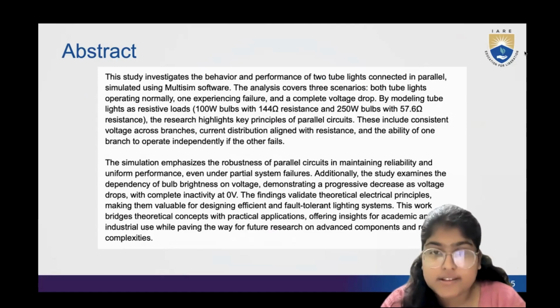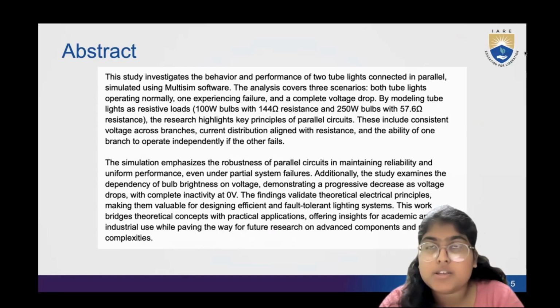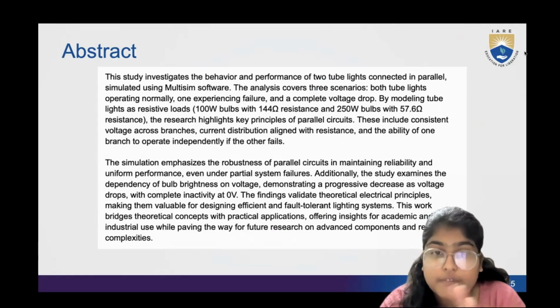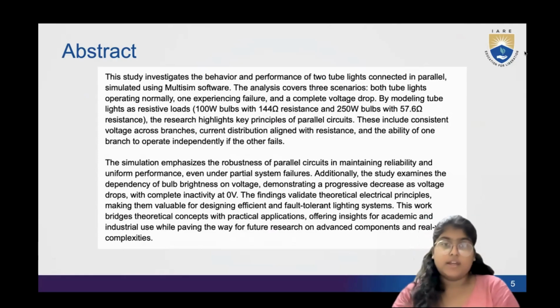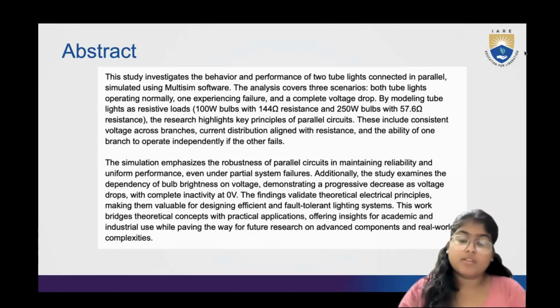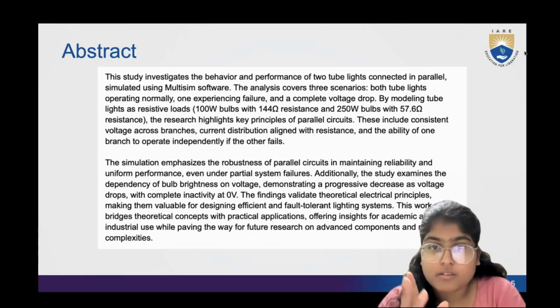The second is a bulb rated 120 volts and 250 watts with a resistance of 57.6 ohms, again to mimic a tube light. This is because NI Multisim does not offer tube lights, as you can see in later circuits. This analysis covers three scenarios where both the tube lights operate normally.